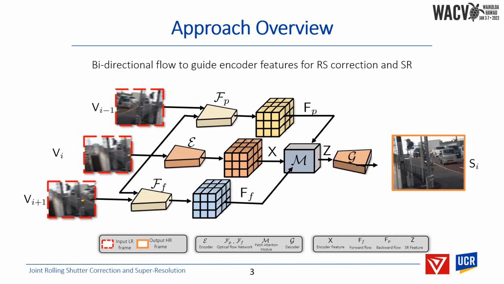In this work, given low resolution input video frames with rolling shutter artifacts, we extract features representation corresponding to the central frame VI using the encoder network and flow features with respect to the past frame and future frame. Patch attention network then takes these features as input and utilizes deformable convolution and patch level attention to obtain high resolution feature Z that can recover global shutter image. The high resolution feature Z is then used by a decoder network to produce high resolution global shutter frames. In the next slide, we will discuss patch attention network in detail.